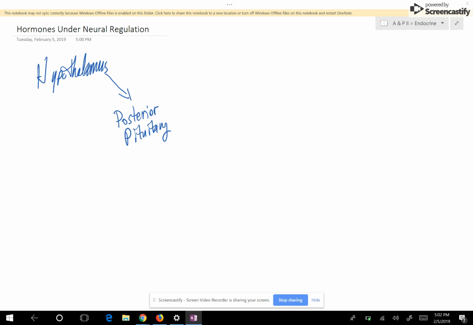Okay, the posterior pituitary actually stores two hormones that are made by the hypothalamus. So the first hormone we want to look at is ADH. ADH stands for antidiuretic hormone. Because a diuretic makes you lose water, it tells the kidneys to take out water from the body. An antidiuretic hormone tells the kidneys to conserve water. Whenever antidiuretic hormone is acting, the kidneys are going to decrease water in the urine.